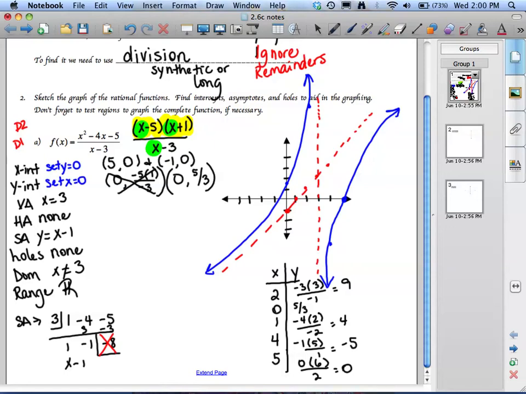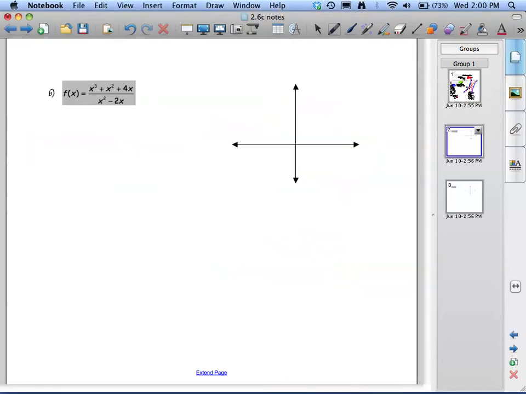Let's try the next one, okay? You willing to try another one? Yes. Okay, let's start. I'm going to make our list here. On the quiz, I'll give you the list of everything you have to find.